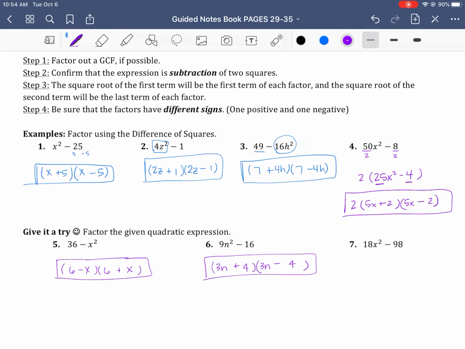Number 7, those aren't perfect squares. The greatest common factor looks like it's 2, so again, you're pulling that 2 out, giving you 9x squared. Oops, I almost put plus, minus 49, so there's a difference of squares. So we're going to have 3x and 3x from the 9x squared, and a 7 and a 7 from the 49, and then make sure those signs are opposites. Awesome, that's the first one.